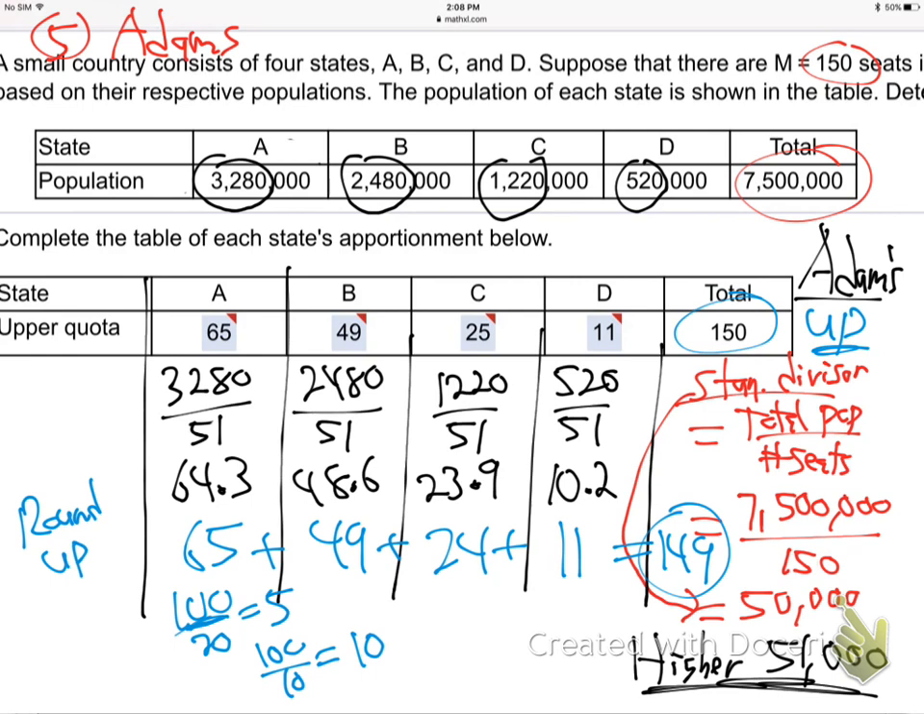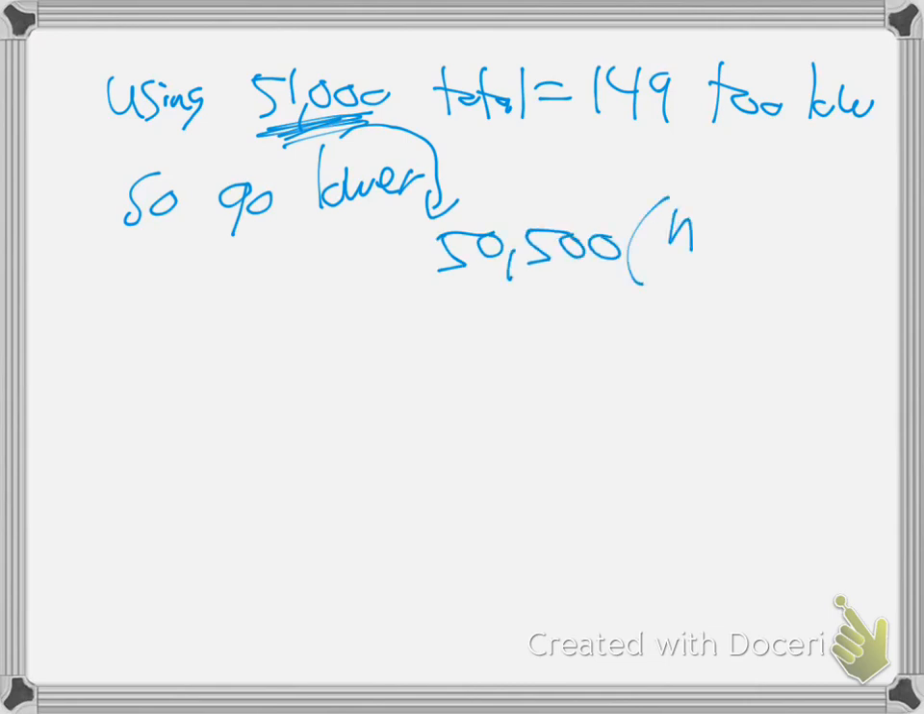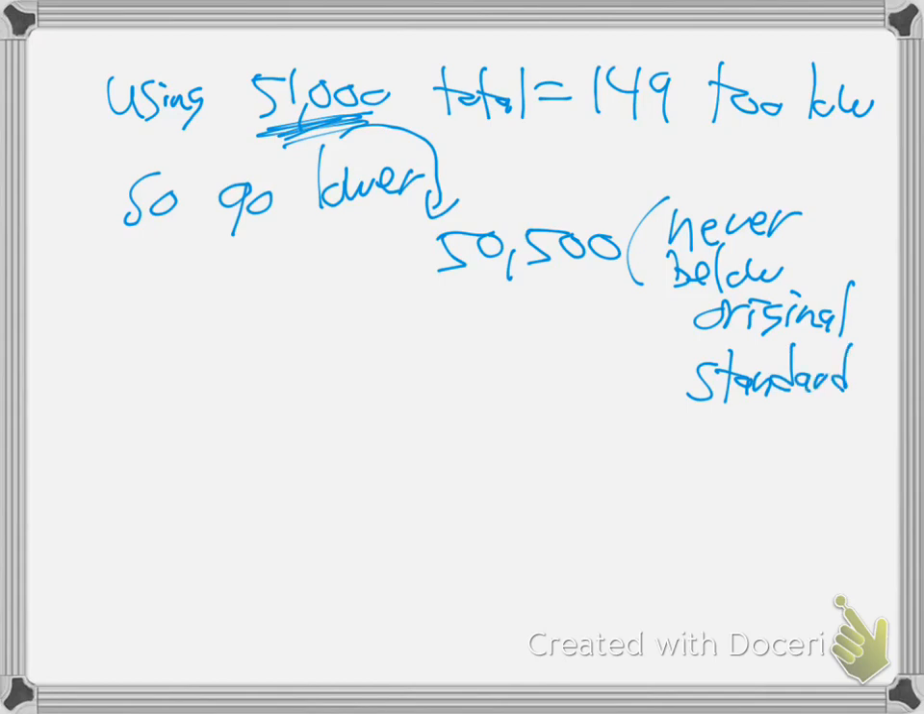So everybody see, because if you go the wrong direction, you're really going to waste all kinds of time. It's like playing warmer or colder. You got to know which way you're going. So one more time, let me write that. Using 51,000, total came out 149, too low. So go lower on your standard divisor. So something like maybe 50,500. Never below the original standard. And the standard was 50,000, right?